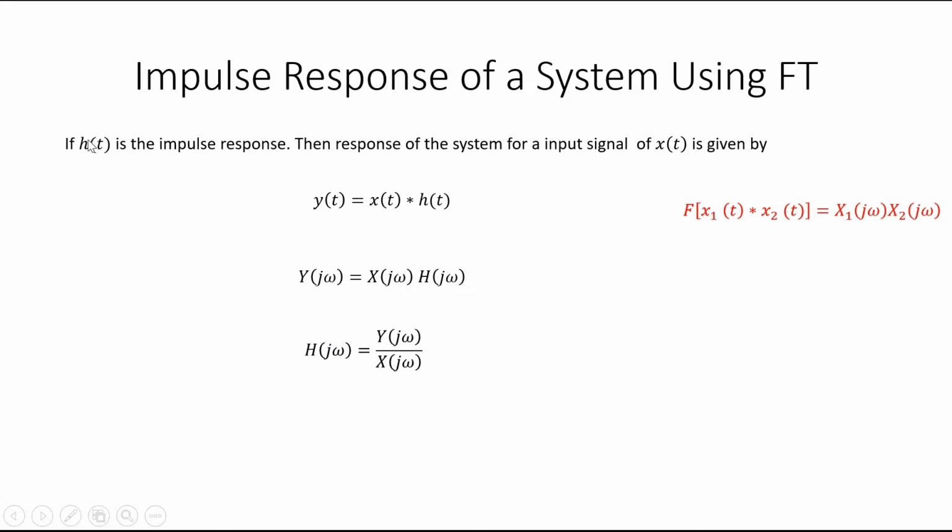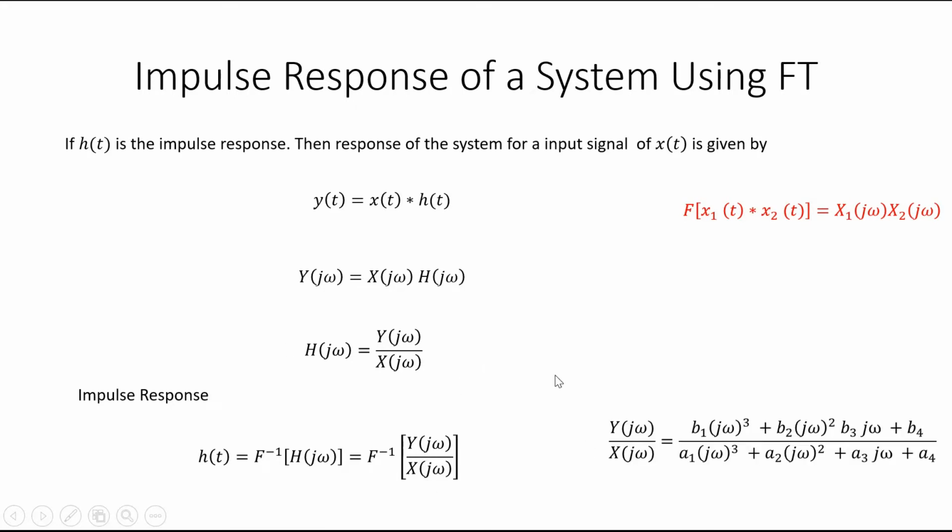H of j omega, the Fourier transform of the impulse response, will be the ratio of y of j omega by x of j omega. So the impulse response h of t will be the inverse Fourier transform of h of j omega, or the inverse Fourier transform of this term y of j omega by x of j omega. But we have from the previous slide, y of j omega by x of j omega is equal to this, from the differential equation of the system.